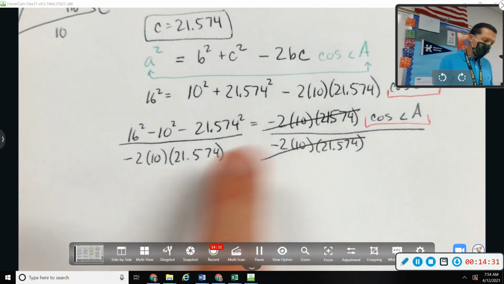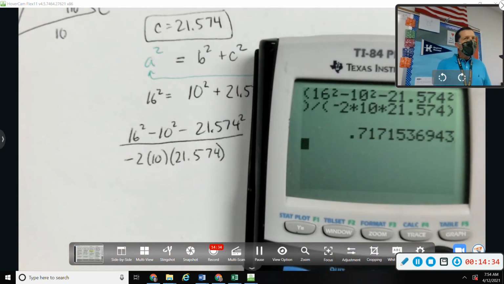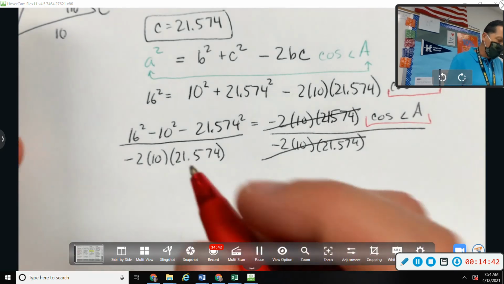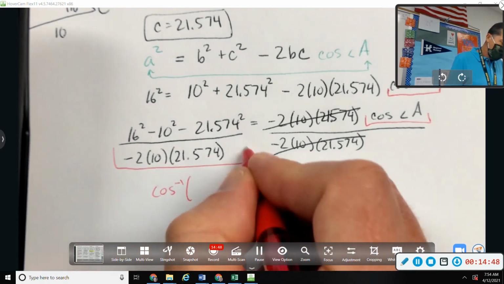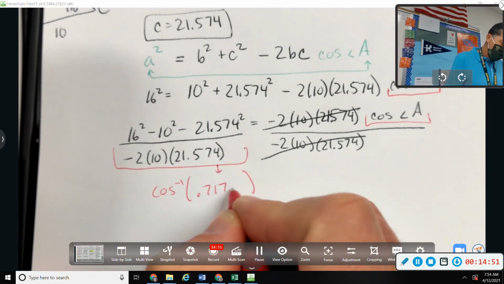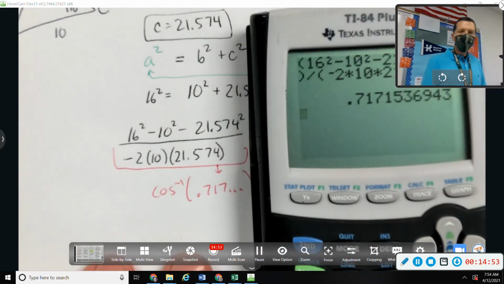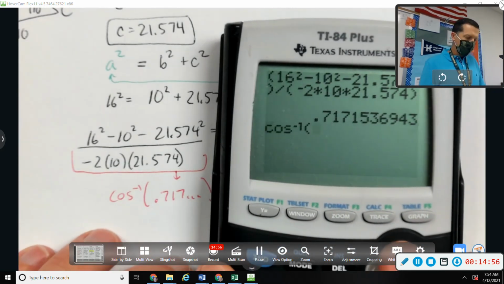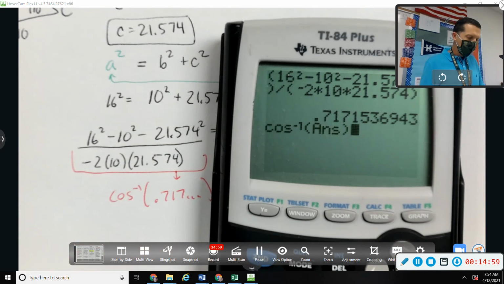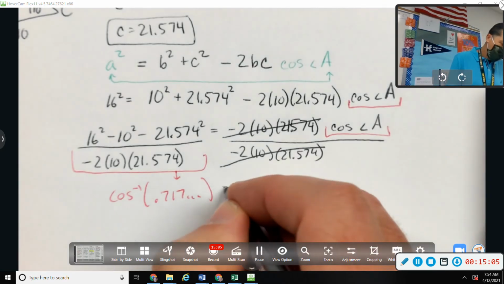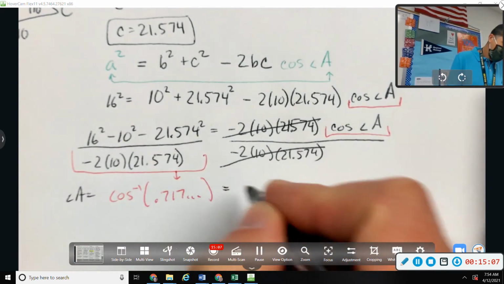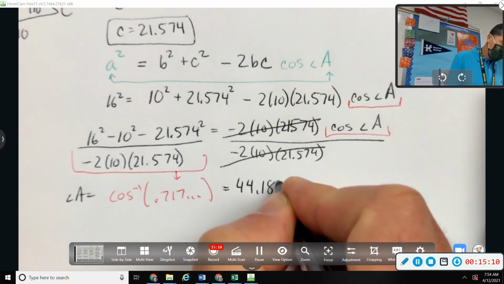So I get to there. So cosine of A equals 0.717. So how do I figure out what angle A is? Inverse cosine. If I'm looking for an angle, it's going to be inverse cosine. So inverse cosine of all of that. But I'm not going to type that in. I'm just going to use what's in the calculator. Inverse cosine of answer. And so there's my angle A. 44.180.